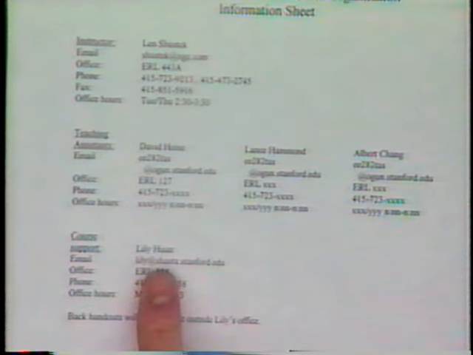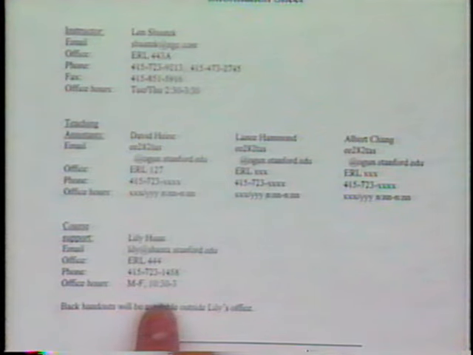Course support, secretarial support, administrative support is available from Lily Wan, who's in the office next to me. She comes in at 10:30, leaves at 3, so if you need to talk to her about handouts or getting duplicates of things, you need to be there during those hours. Back handouts are in a rolling file outside Lily's office, so if there's anything you're missing, you can get it there. If you need to get returned homeworks or exams that you didn't pick up in class, they'll be there for you to pick up.